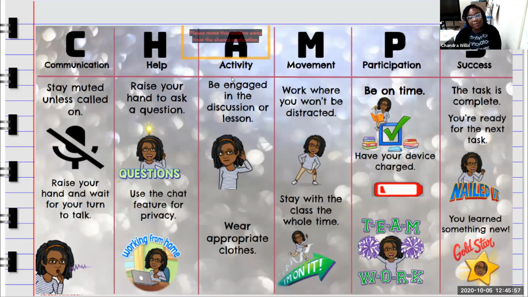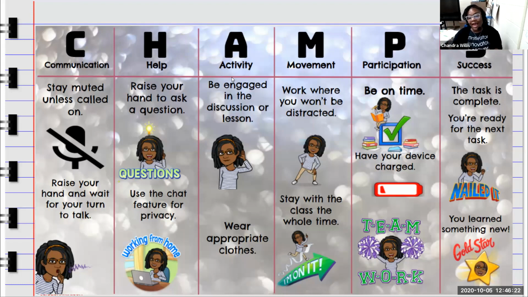Make sure you're wearing appropriate school clothes. Your movement is what? You're working where you won't be distracted. I can see Honor moving her mouth and saying it with me. Very good, Honor. You're being a great scholar. Stay with the class the whole time, so don't leave the Zoom. And P is for participation.